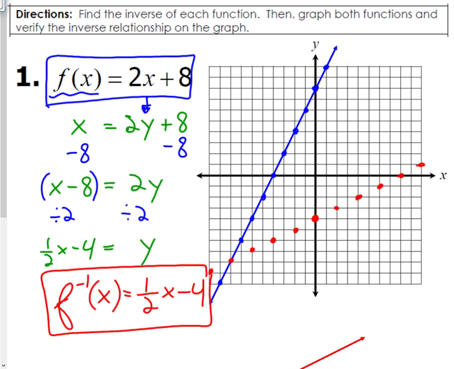And now that we have our points, we can connect the dots. So note that we have 2 lines. The blue one is our original and the red one is our inverse. And once again, we can double check that they're inverses by looking for that reflection.